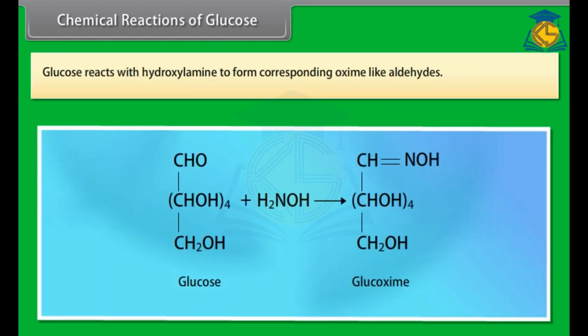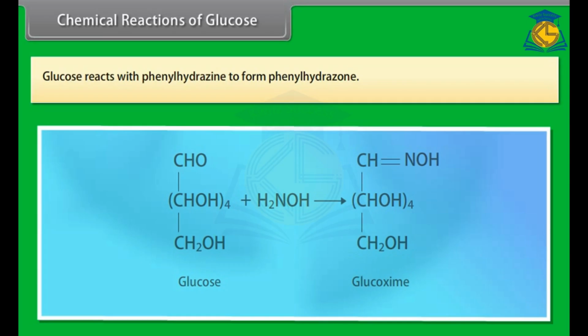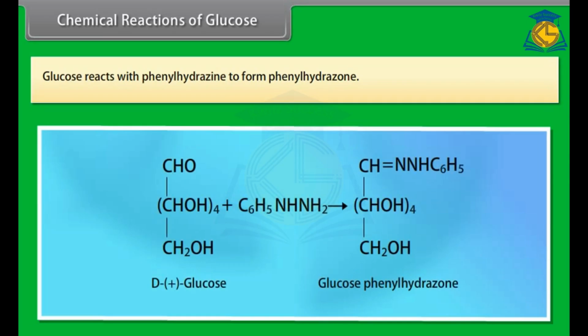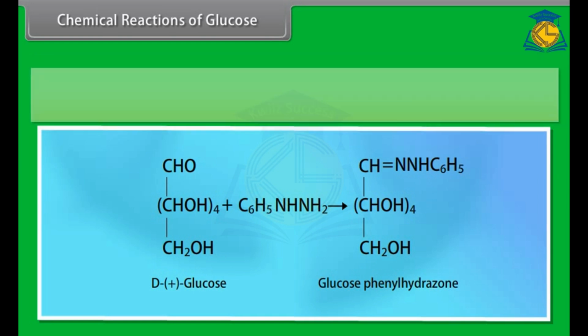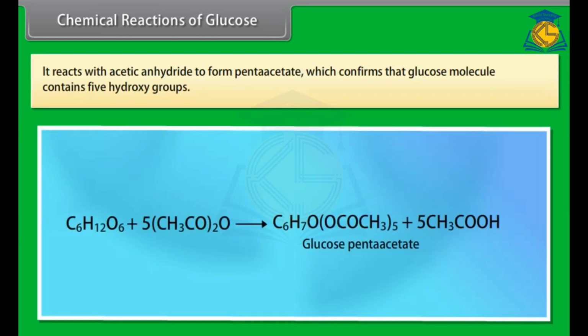Glucose reacts with hydroxylamine to form corresponding oxime like aldehydes. Glucose reacts with phenylhydrazine to form phenylhydrazone. It reacts with acetic anhydride to form pentaacetate, which confirms that glucose molecule contains 5 hydroxy groups.